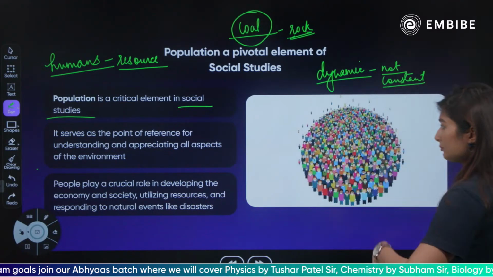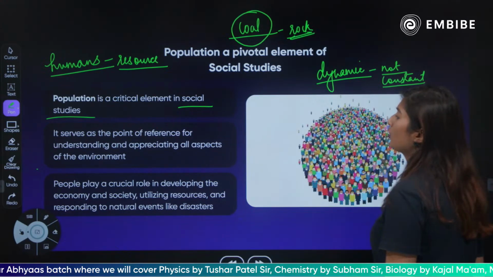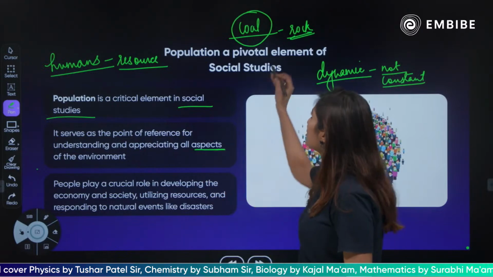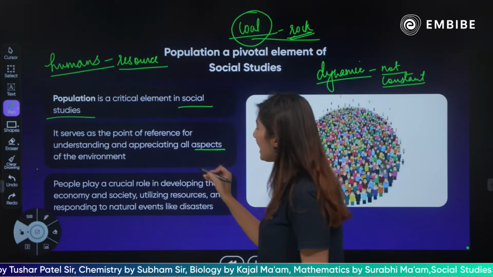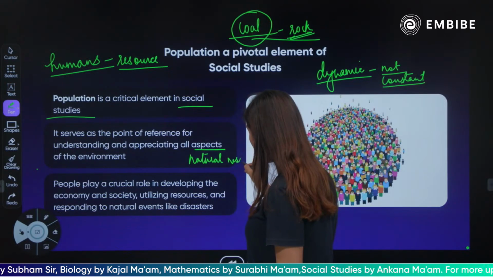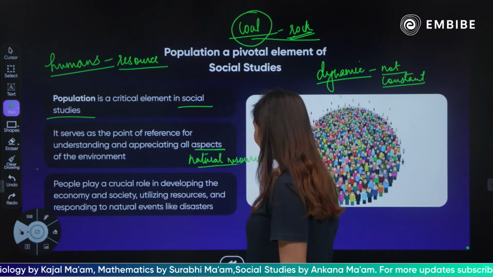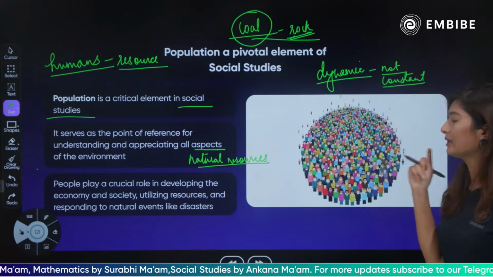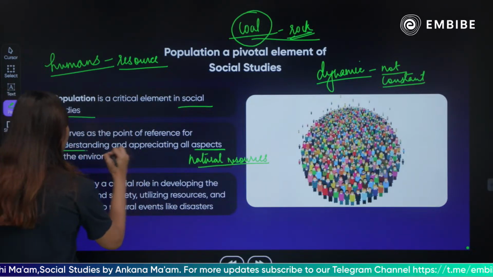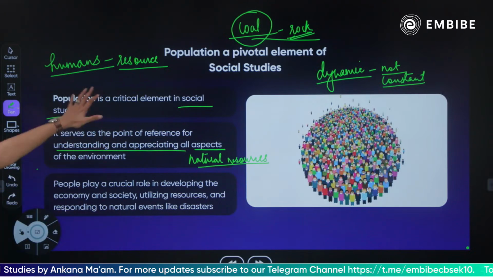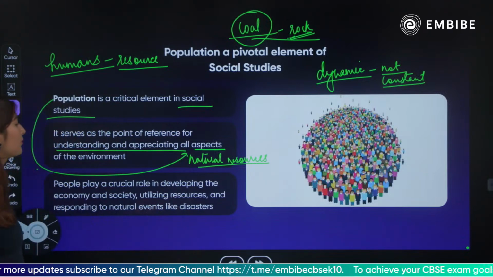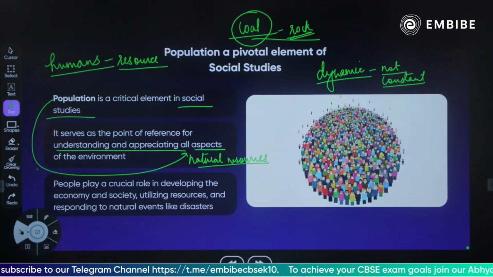Okay. So, it serves as a point of reference for understanding and appreciating all aspects of environment. Even when we are judging the environment, even when we are studying our natural resources, how they have developed, how they are important, what is happening to them, what again comes to very, very much, as an important factor over there. A referral point over there is the understanding and the appreciation of the population, which means population directly affects even the natural resources and its existence, its consumption, etc.